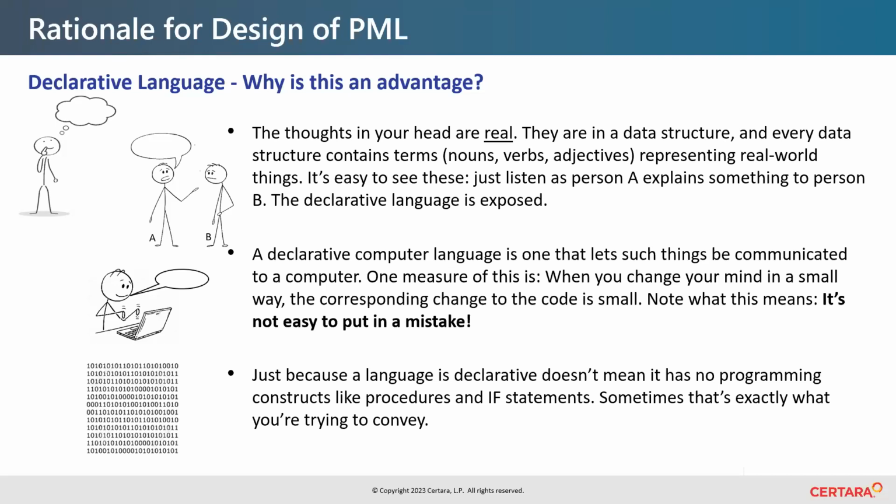A measure of that is when you change your mind in a small way, the corresponding change to the code is small. What that means is it's not easy to make a mistake, because when a program written in a computer language fails, it's because more than one change was made to it and the changes don't agree with each other. But if you only have to make one change, it's pretty hard to make a mistake. It may not agree with what's in your head, but that's a separate issue.